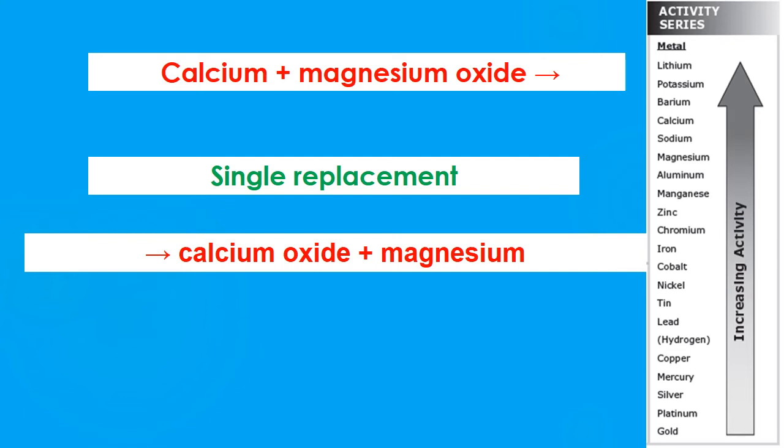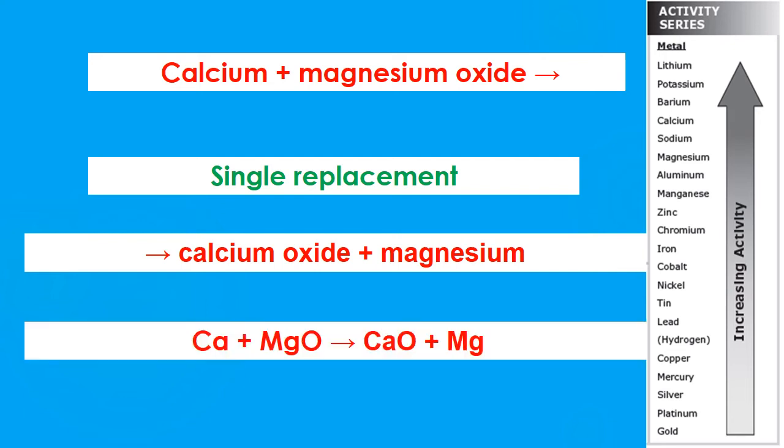We go ahead and write our equation, which is our skeleton equation. Then we have to ensure that the equation is balanced. We have one calcium, one calcium, one magnesium, one magnesium, one oxygen, one oxygen. So the skeleton equation is the same as our balanced equation.